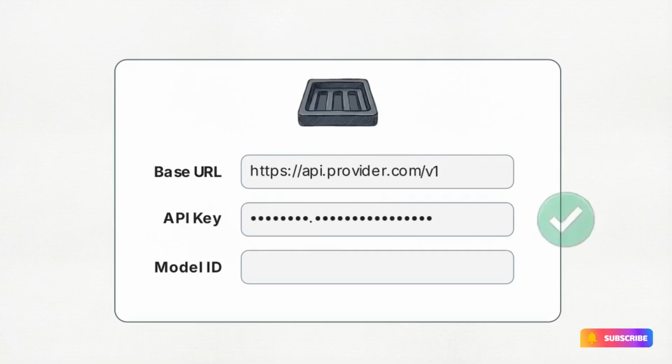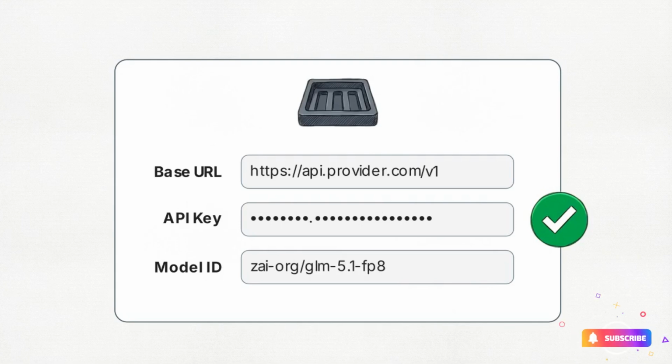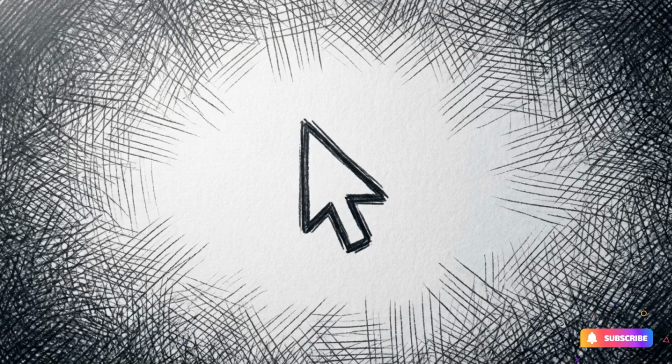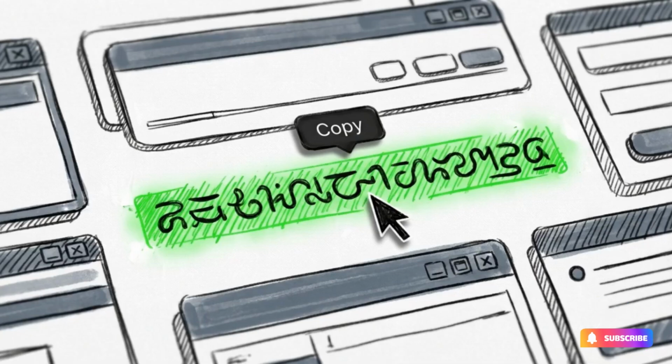Finally, you must pass the exact identifier for the model you intend to use. Here, it is xi.org/GLM5.1/FP8. If you attempt to type this out and include a single extra space or a misspelled character, the system will generate an invisible syntax error, and the agent will freeze. To prevent this, copy the string directly from the documentation below this video and paste it into the field.